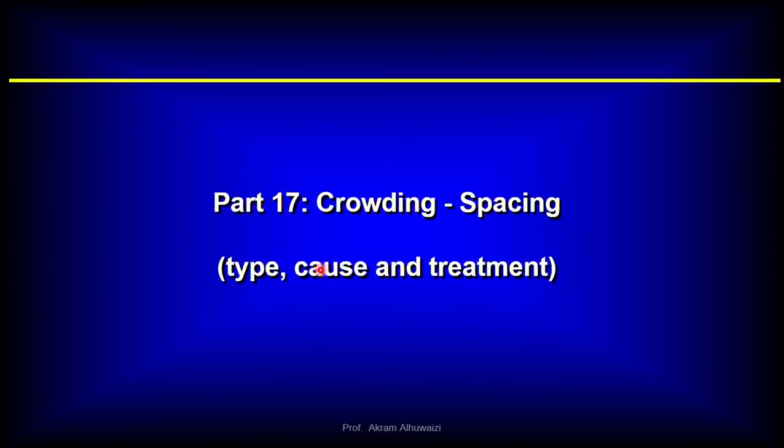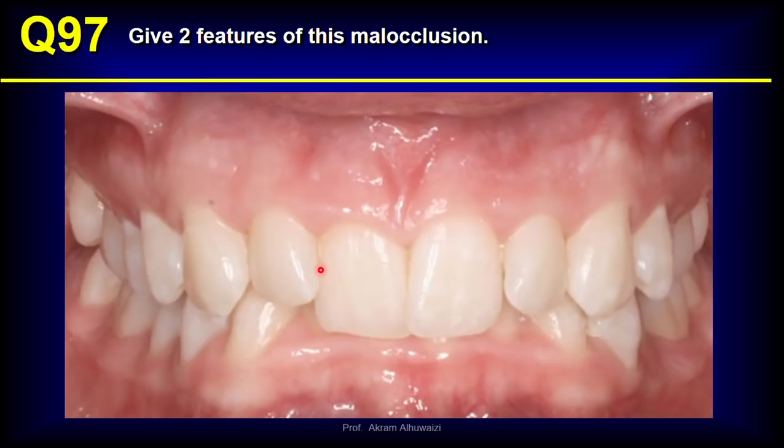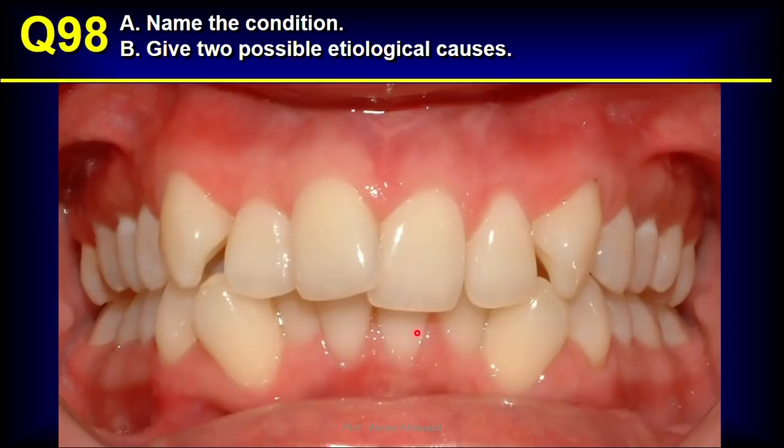Part 17 is crowding and spacing. Give 2 features of this malocclusion: deep bite, upper crowding, and lower crowding. Name the condition affecting these teeth. It's crowding of the teeth. Give 2 possible etiological factors.